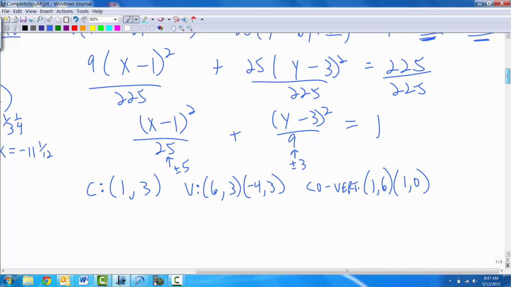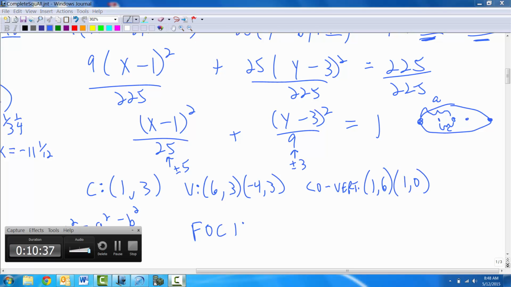The foci. How do you find the foci? What's the formula? Why is it minus? Because the foci must be where for the ellipse? Inside. So it has to be smaller than a. So if this is a, this needs to be c. Okay? So c must be smaller. That's the way you're going to memorize this.